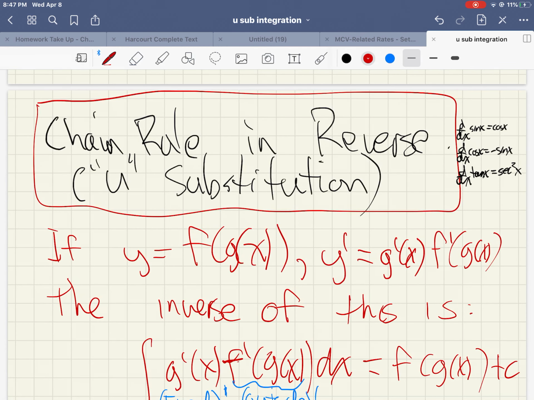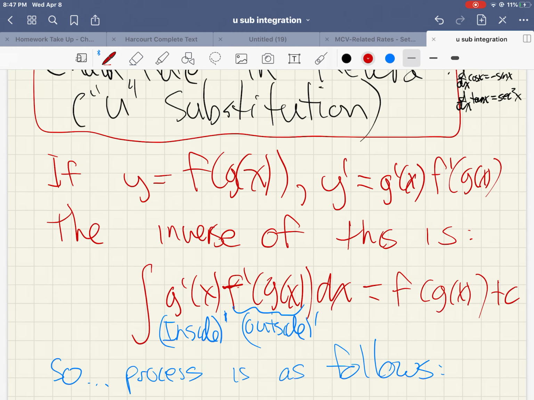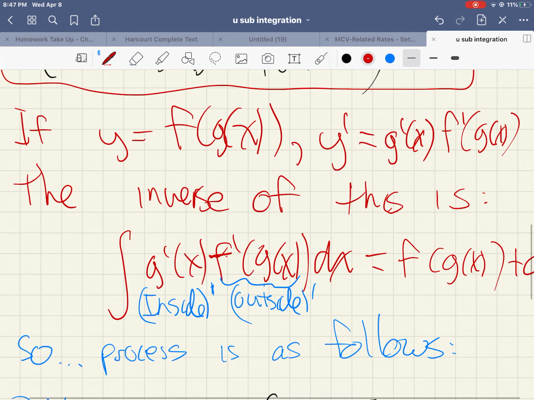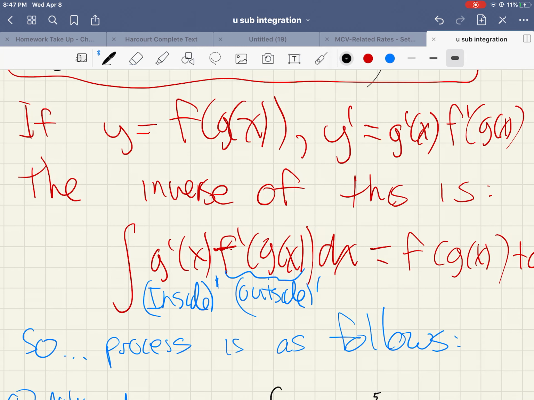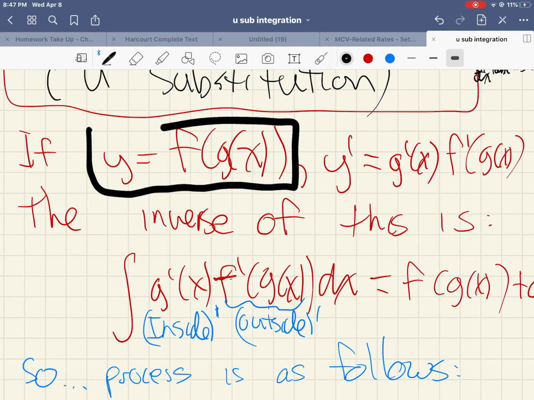I'm going to go over the development of the chain rule in reverse, which is called u-substitution. So again, let's go back to the chain rule. If we had the chain rule in function notation, I'm integrating, doing the reverse of the chain rule. It's called integration by substitution.